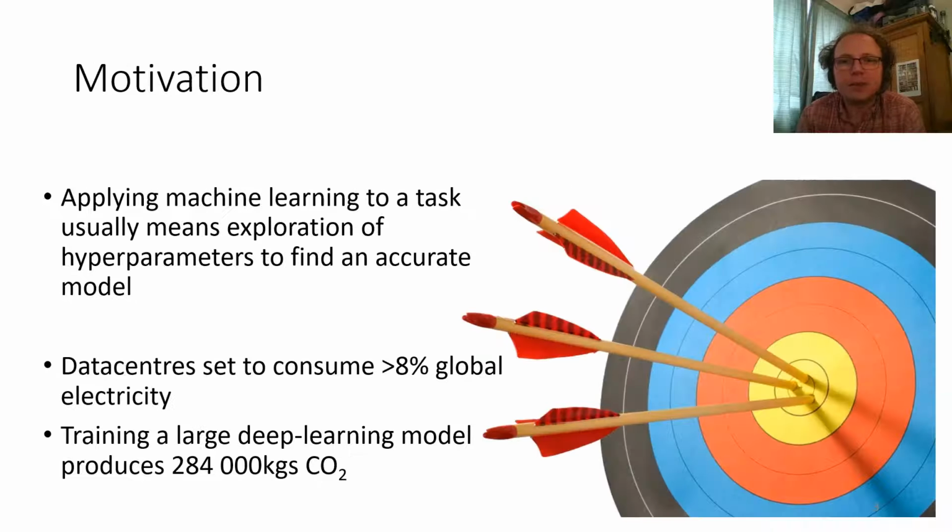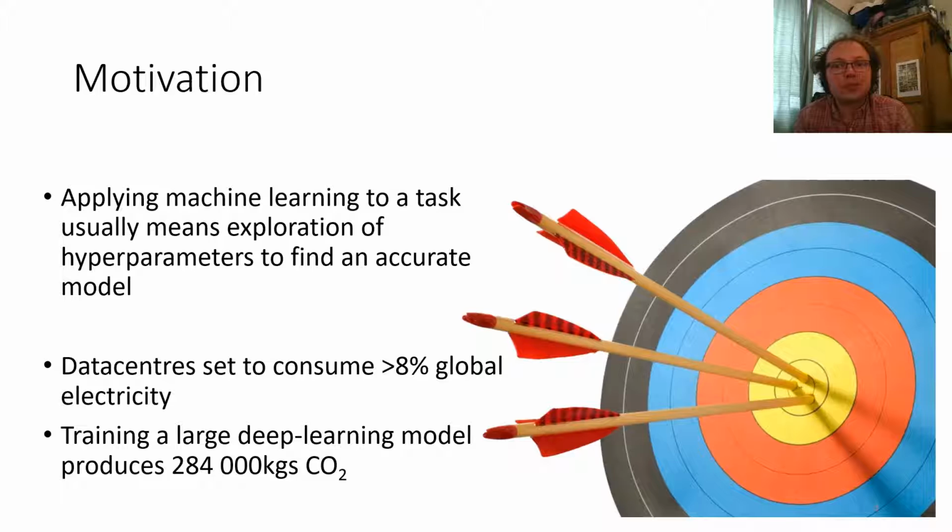So what's this all about? Well, typically, if we were applying machine learning to a given problem, we would look at a few different models and we would tune their hyperparameters in order to get the most accurate model. And that's usually where the focus lies. It's getting the most accurate model, the one with the lowest error rate on some unseen test data.